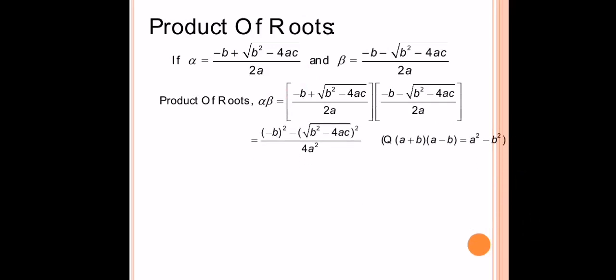So using the relation, we get b square minus under root b square minus 4ac whole square, whole divided by 4a square. While expanding, we get b square minus b square plus 4ac, whole divided by 4a square. This b square and b square will cancel out each other, and we will be left with 4ac divided by 4a square. 4a and 4a square can be simplified, and we will get c by a. So the product of roots is c by a, and that of sum of roots which we just found out is minus b by a. You will have to learn these two formulas in order to solve the sums related to them.